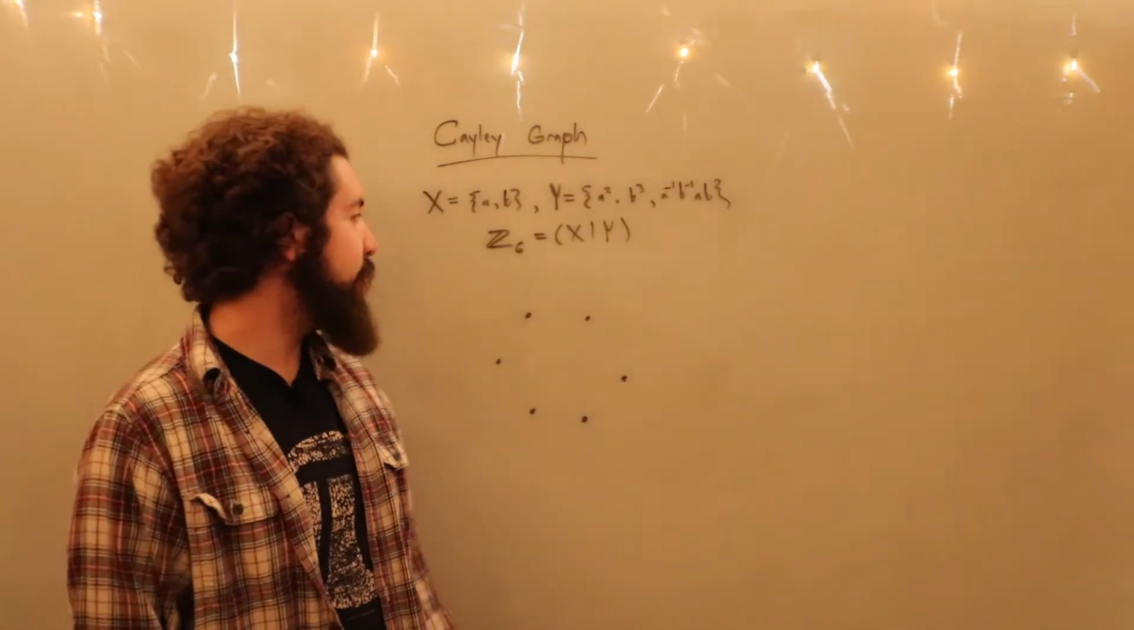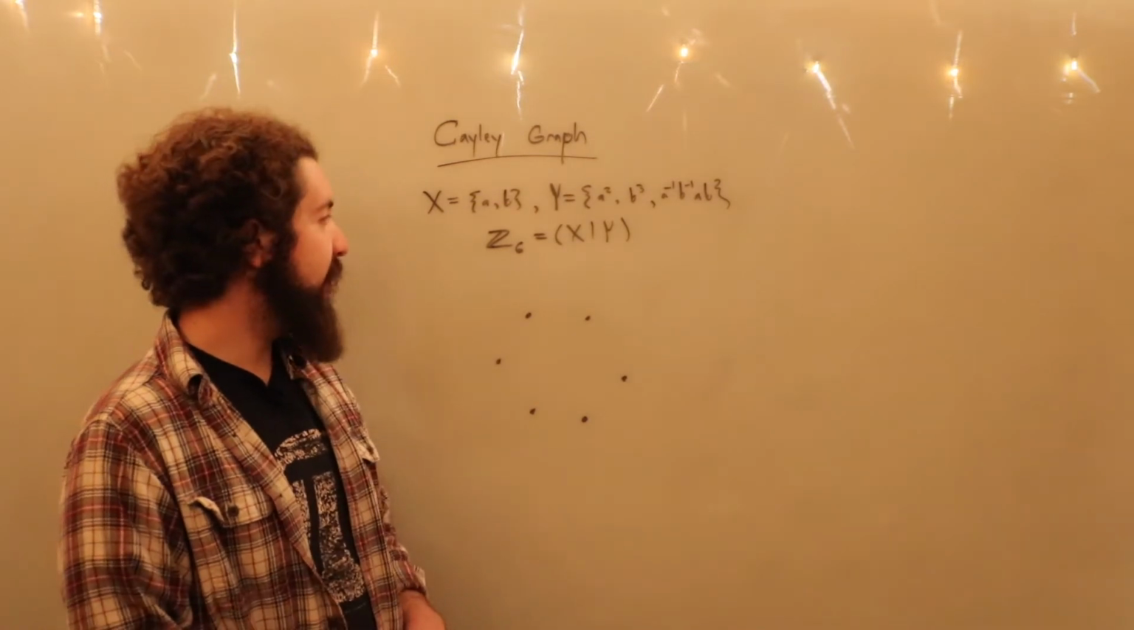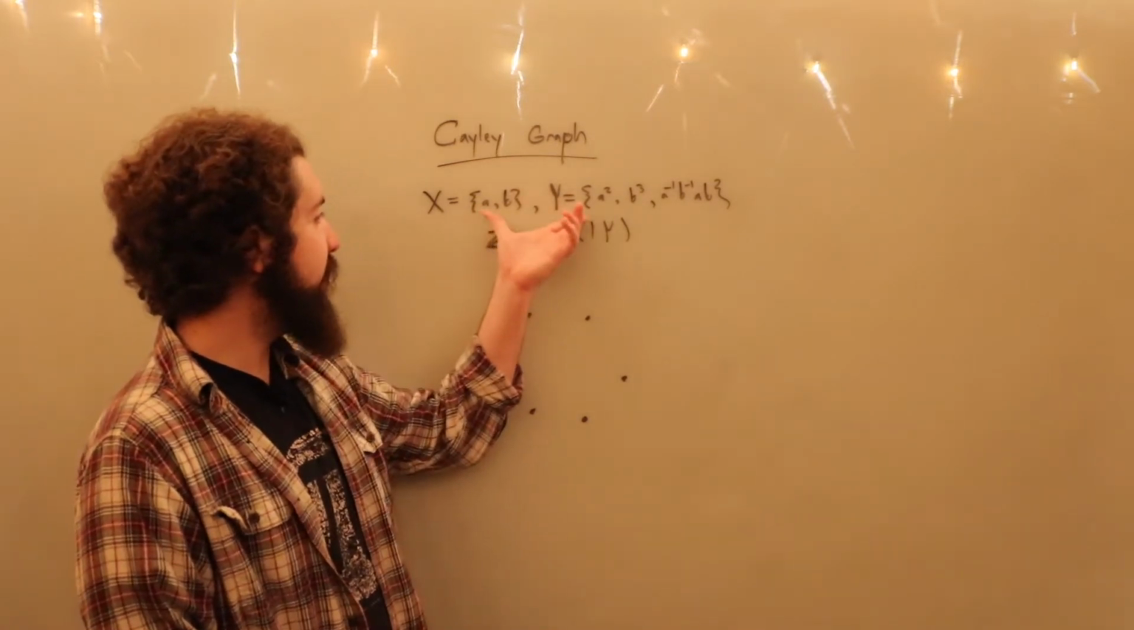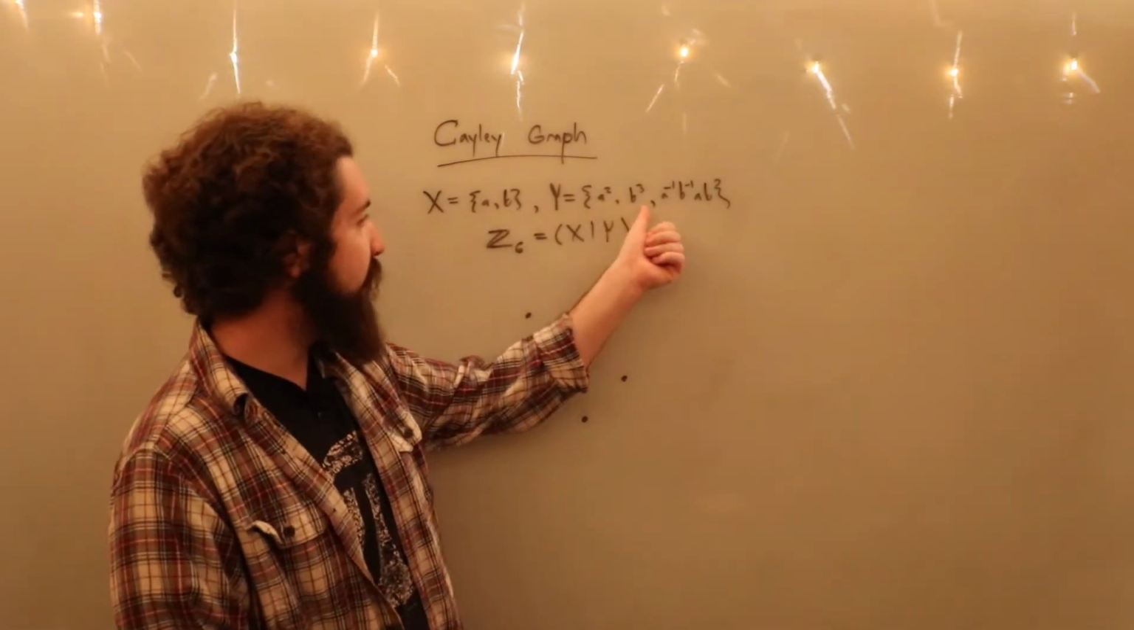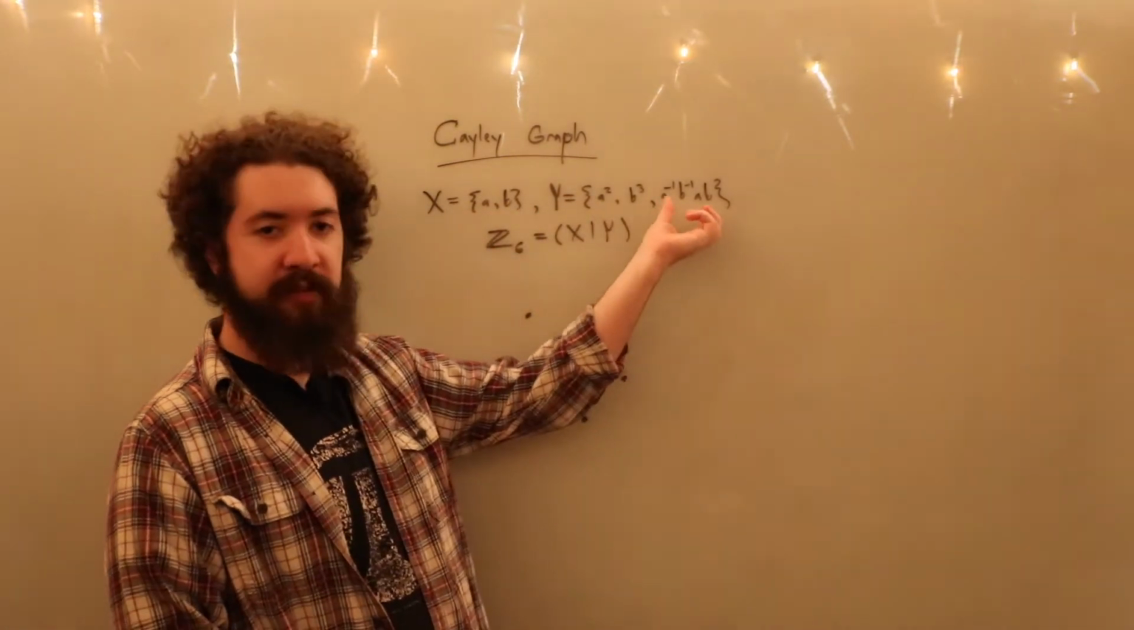Alright, for our next example, Z6. We showed last time that this is a presentation of the group Z6, two generators, and the relations A squared, B cubed, and this commutativity relation here.